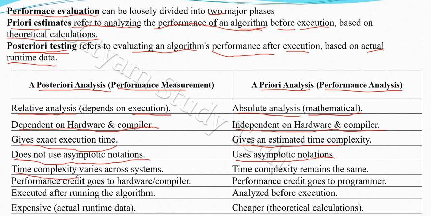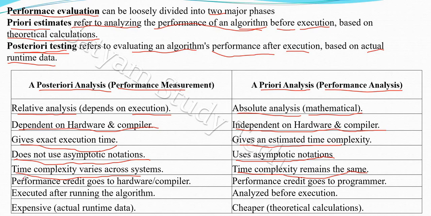In posteriori analysis the time complexity varies across systems. That program may be executed on different types of systems, based on different operating systems and different environments, so it depends on that environment. But in priori analysis the time complexity remains the same. In an algorithm you can calculate the time and space complexity by using asymptotic notation, mathematical notation.